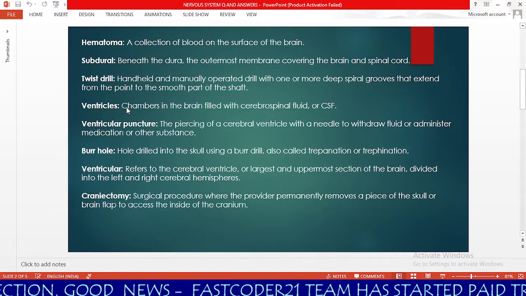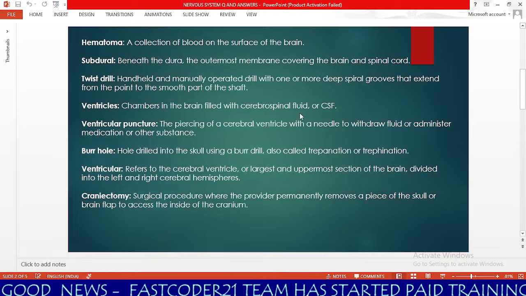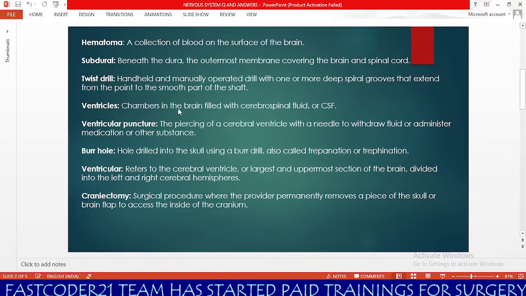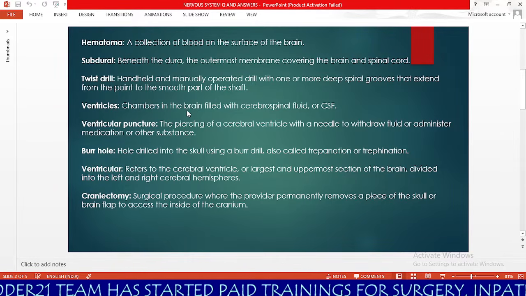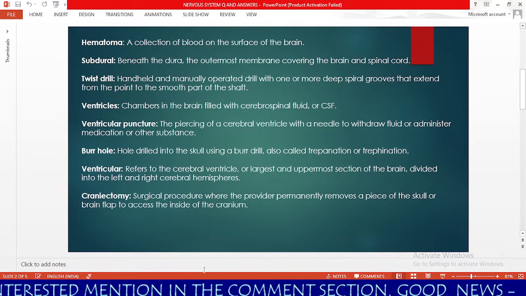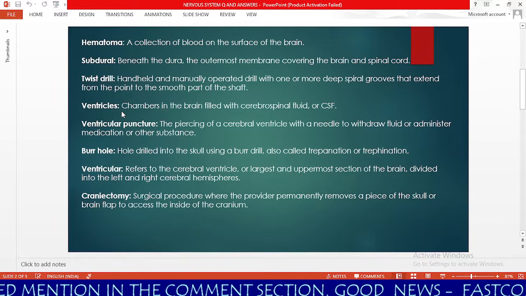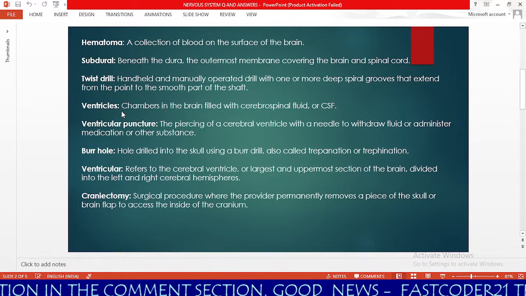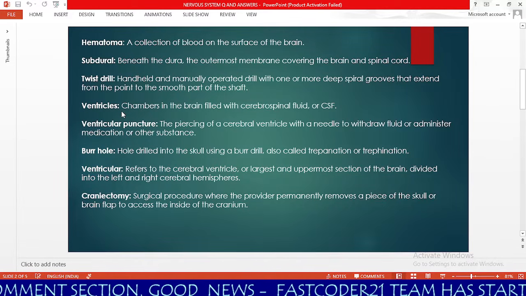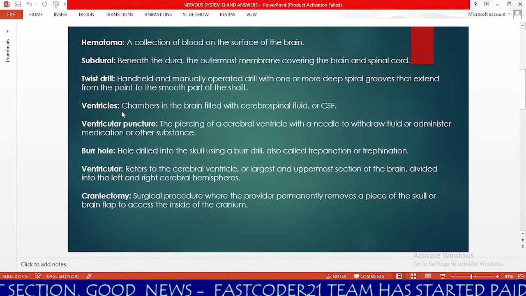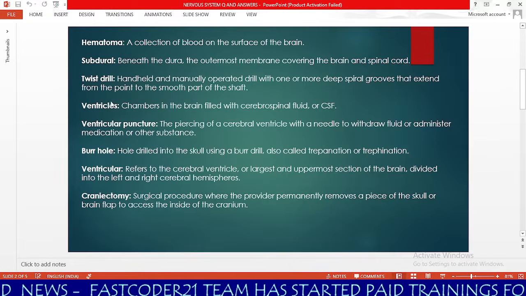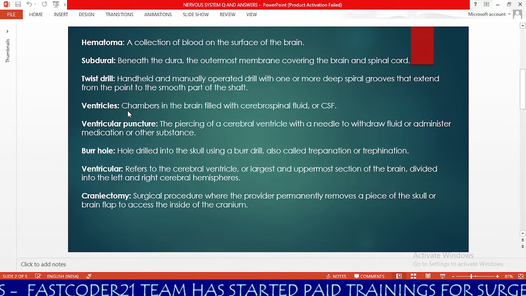So the next one is ventricles. These are chambers in the brain filled with cerebrospinal fluid, which we usually call CSF. CSF fluid is present in the chambers in the brain, and these chambers we usually call ventricles. One most important thing you need to remember is that ventricles are present in the heart and the brain. Based on the scenario you need to understand. If the physician mentions CSF fluid along with ventricles, you need to remember this is related to the brain.